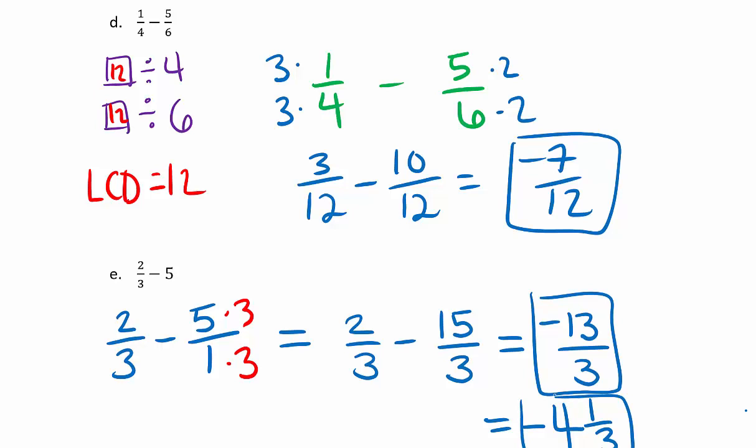I could have also thought about mixed numbers when I did the subtraction. If you think about having 5 objects and you take away 2/3, you should be left with 4 1/3. And the answer should be negative because we're subtracting the larger number, subtracting the 5.